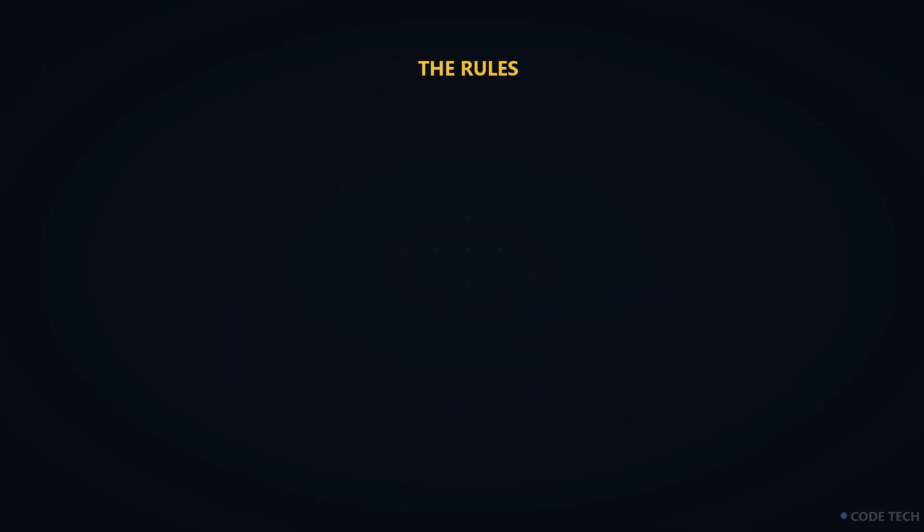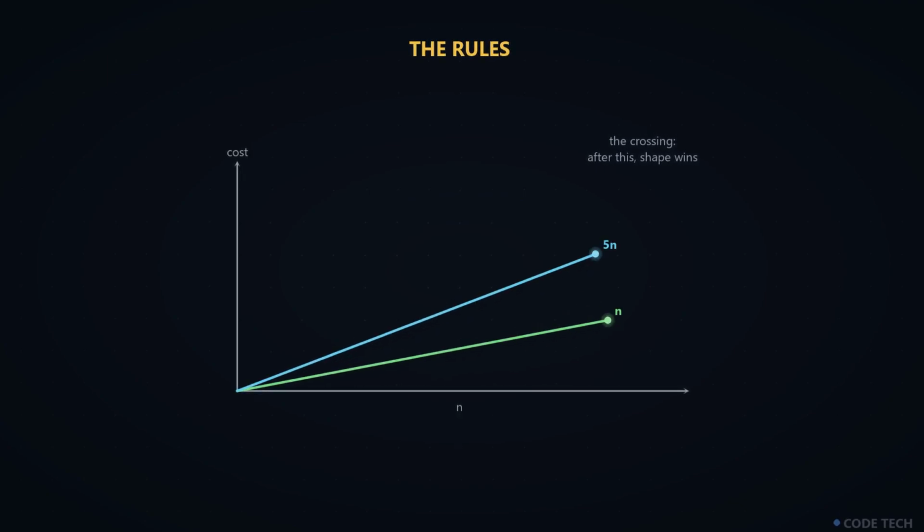Two rules make Big O feel strange at first, and both are deliberate. Rule 1. Constants don't count. An algorithm doing 5n steps and one doing just n are both called O of n. Sacrilege? Watch the curves. As n grows, 5n and n stay parallel, but n squared crosses both of them. And after that crossing, nothing about the 5 matters ever again. Rule 2.